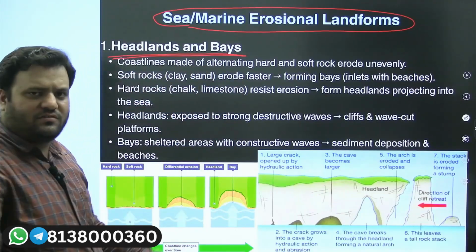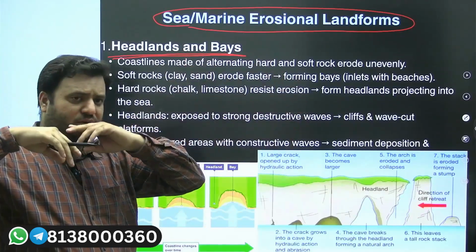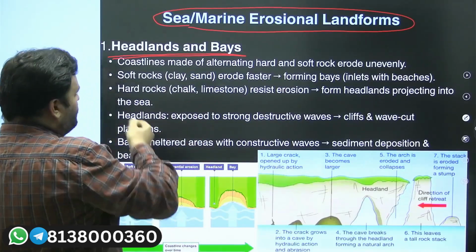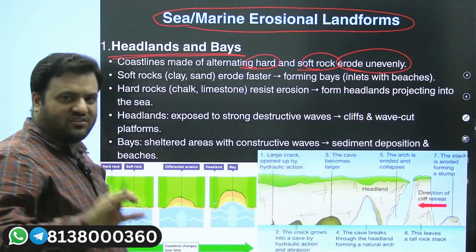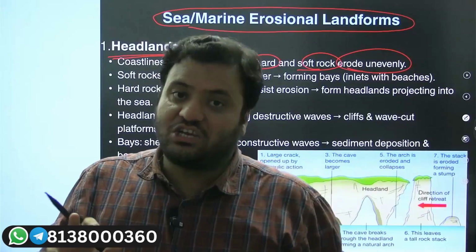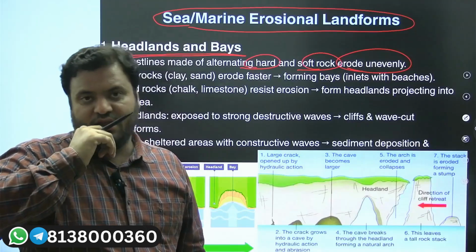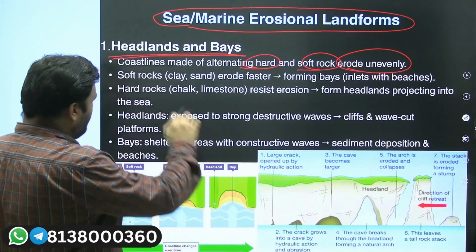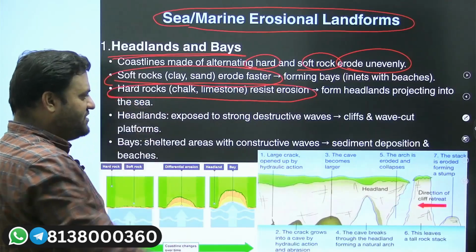As you know, the coastline could be comprised of different sets of rocks. We could have hard rocks or soft rocks. As a result of this hard rock and soft rock formation, because of the action of sea waves, there will be irregular or uneven erosion. Soft rocks are going to erode faster, and hard rocks will have some sort of resistance to erosion.